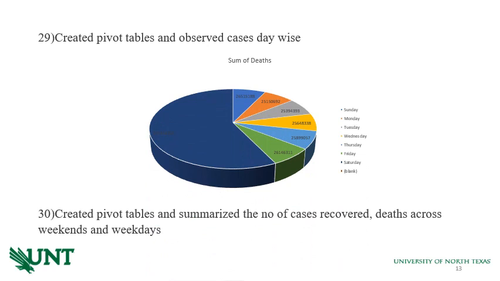I have created one more pivot chart to observe the number of cases reported day-wise, starting from Sunday till Saturday of the complete week. So these are the cases reported. On Sunday, the number of cases is indicated in blue, followed by orange, gray, and so on. This shows on which particular day the most cases are recorded. The most cases are recorded on Sunday. I mean to say the cumulative cases when it comes to deaths.